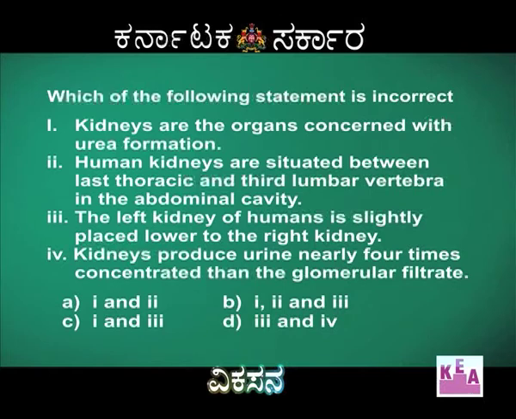Let us come to statement 2. Human kidneys are situated between the last thoracic and third lumbar vertebra in the abdominal cavity. Yes, that is the position. Now we come to the third statement. The left kidney of human is slightly placed lower to the right kidney.